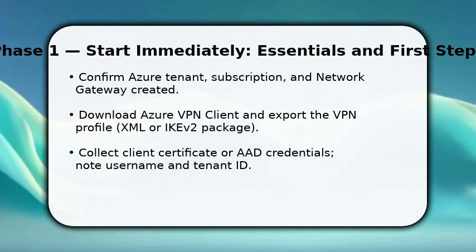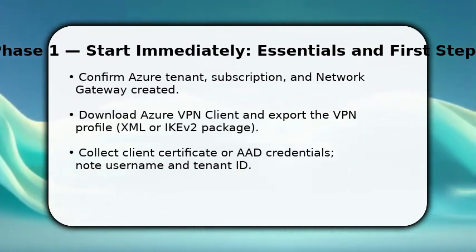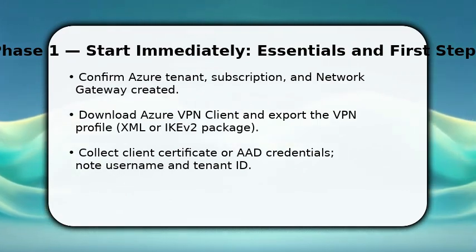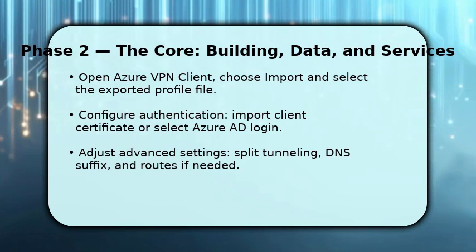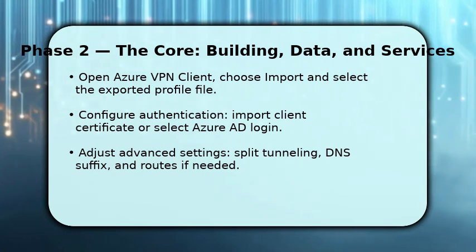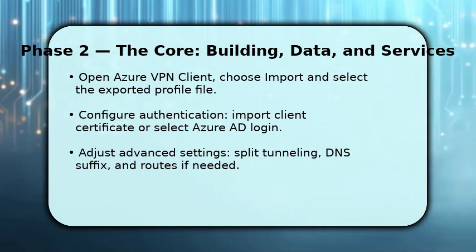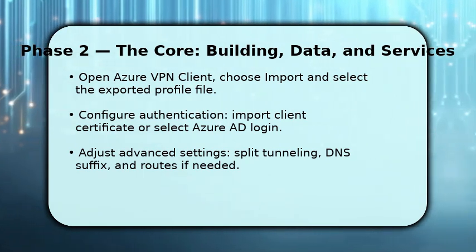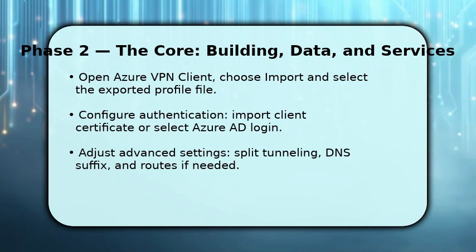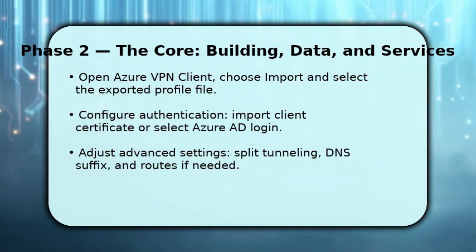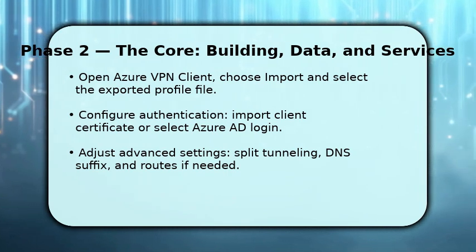Next, import the profile into the client so the app has the connection definitions and the correct auth type ready to use. Once the profile is imported, you configure authentication and connection details. If you use certificate auth, import the client certificate into the machine store and point the VPN client to it. If using Azure Active Directory, sign in with your organizational account and consent to required permissions.